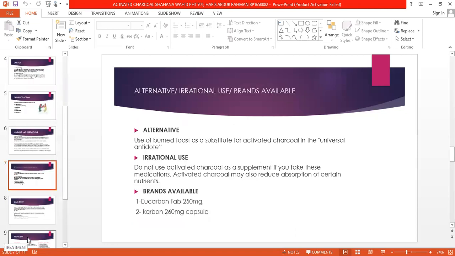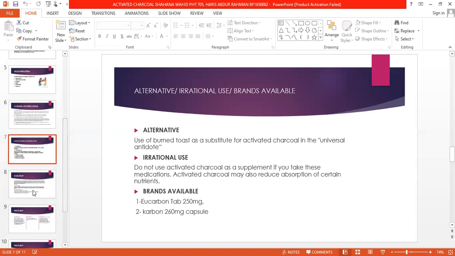So what is an alternative for activated charcoal if it's not available? Use of burnt toast as a substitute for activated charcoal is the universal antidote. Its irrational use may decrease absorption of certain nutrients, so you should be very careful when using this product. Brands available are carbon tablets 250 mg and carbon 260 mg capsules.